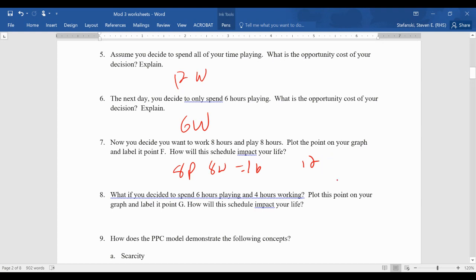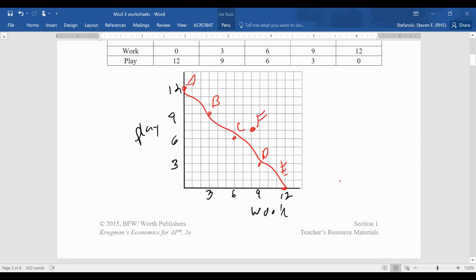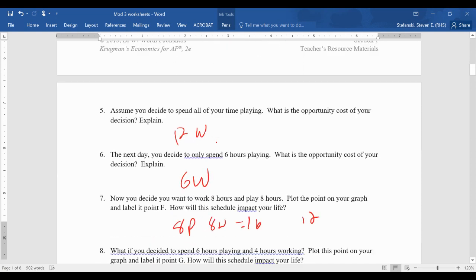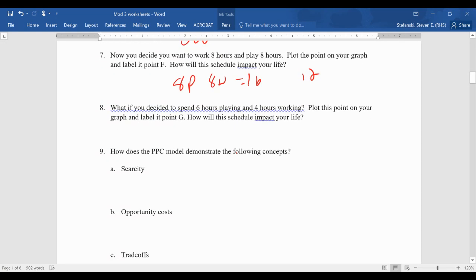So 6 hours of play, 4 hours of work. So we go back up here, 6 hours of play and 4 hours of work. So that puts you here, and I said label that G, right? So there you're inside. So now that's inefficient, isn't it? All right. So how would that impact your life?